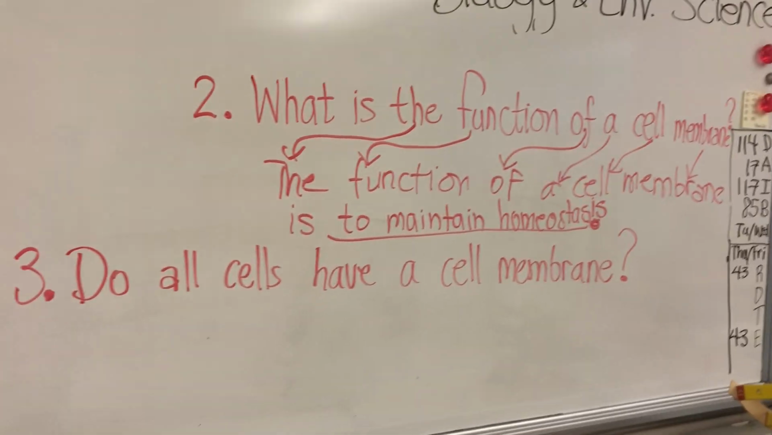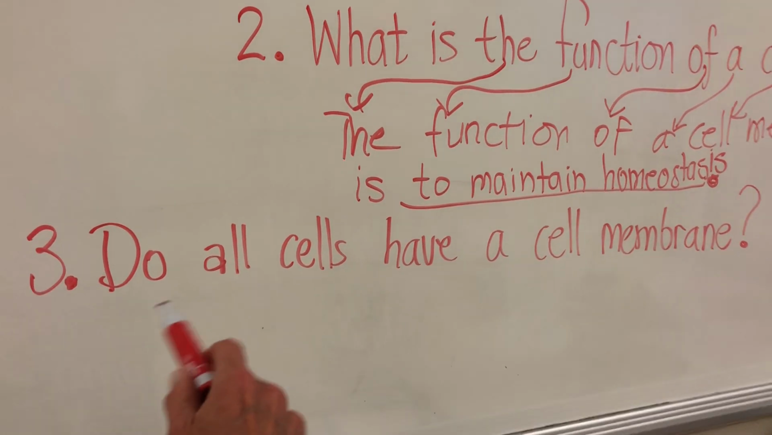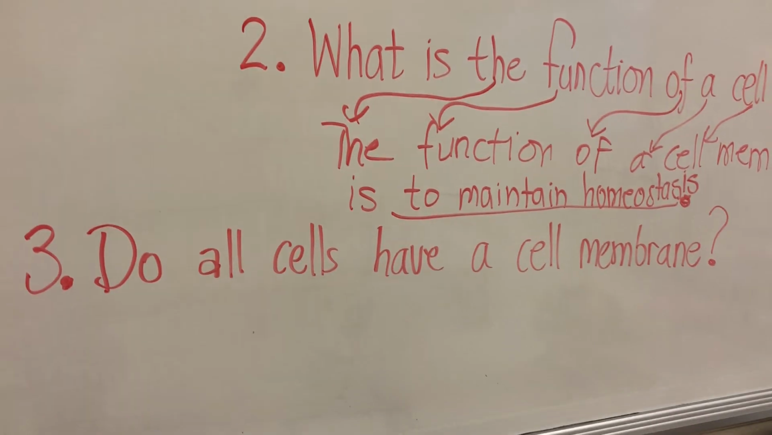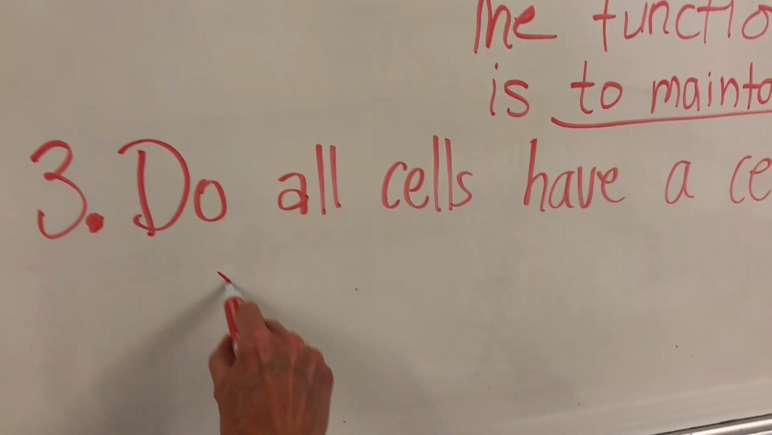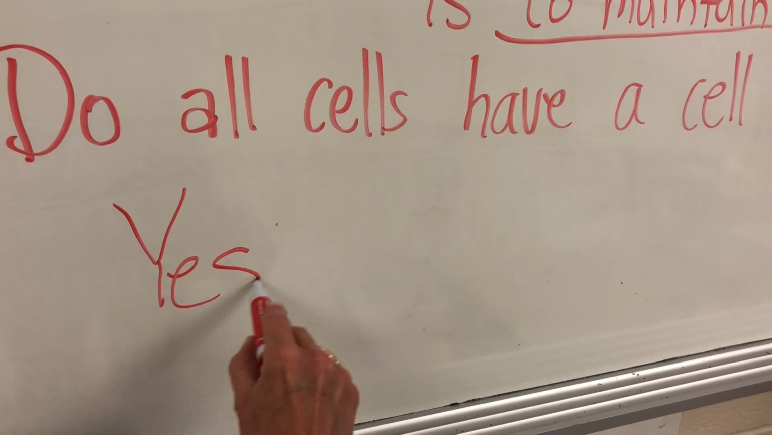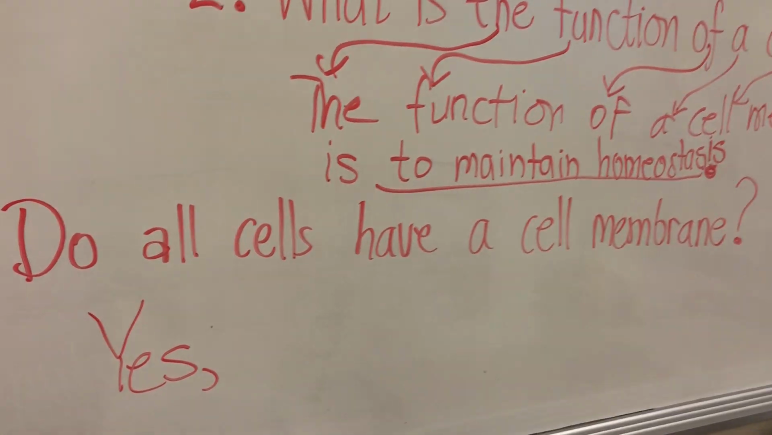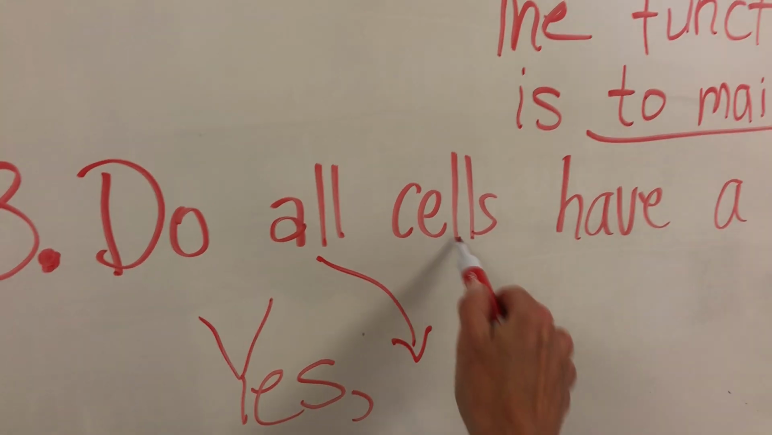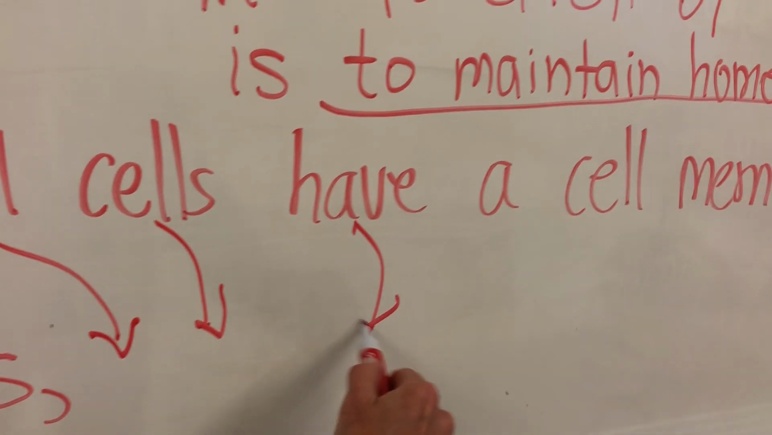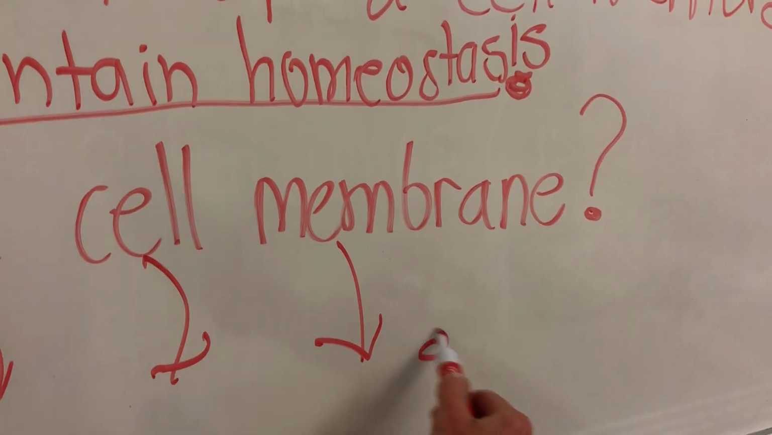Do all cells have a cell membrane? Now when it starts with do or does, that's a yes/no question. Do all cells have a cell membrane? Yes, comma. And this is so easy now. You just repeat the rest of the sentence. Yes, all cells have a cell membrane, period.